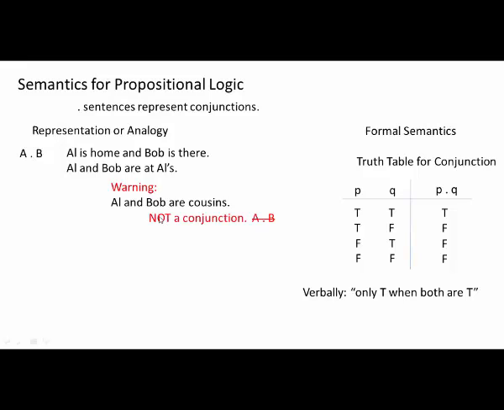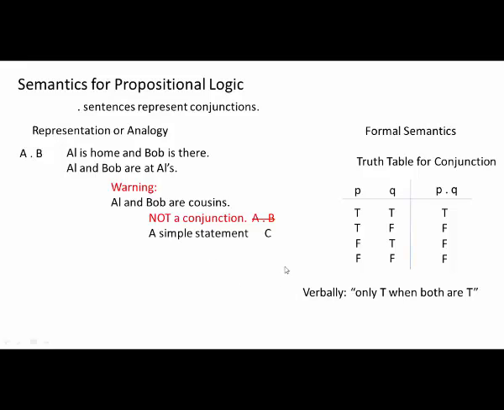But that isn't the same as saying Al and Bob are cousins. Because Al and Bob are cousins means that they are cousins of each other. It's asserting a relationship between them. And a dot statement doesn't capture that kind of relationship. So this statement that Al and Bob are cousins is actually not a conjunction, even though it involves the word and. If we wanted to represent this statement within our system, we would have to just think of it as a simple statement, and we could represent it by a C.